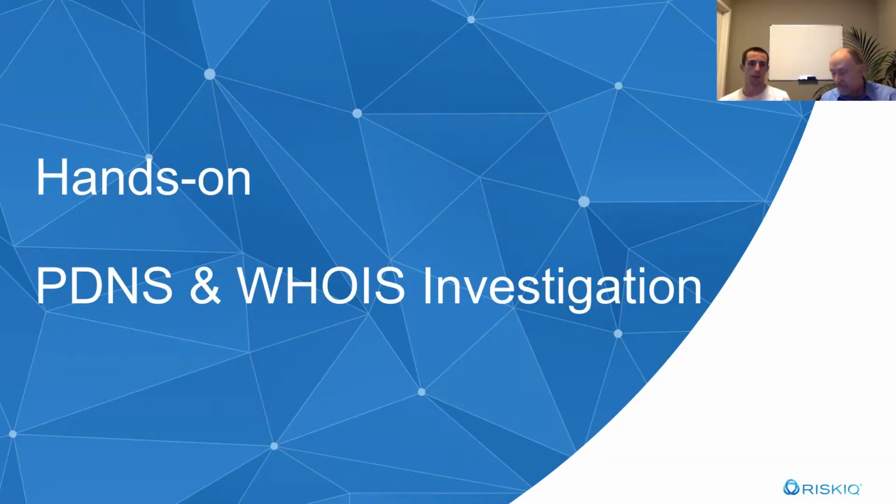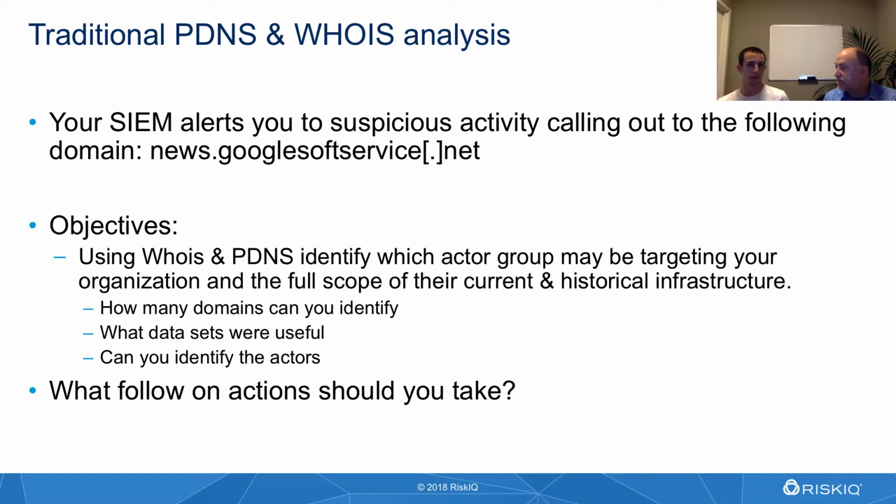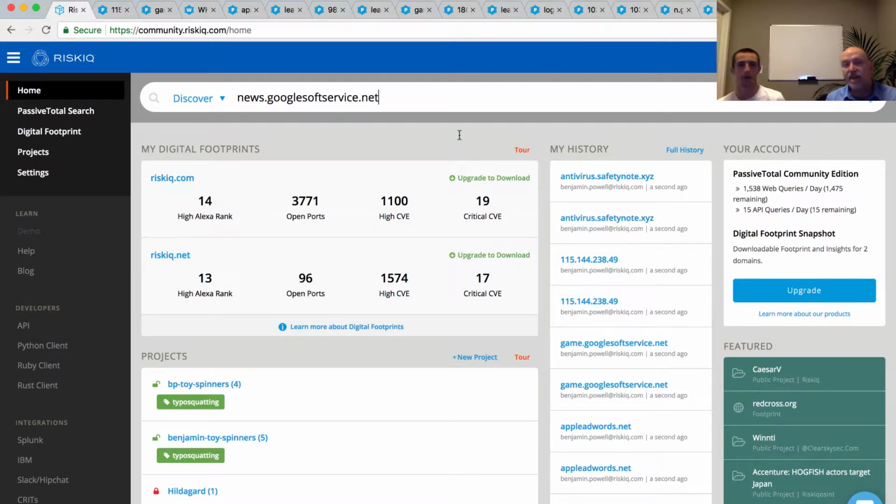Okay, so we just wrapped up the traditional data sets where we looked at passive DNS, WHOIS information, hashes, and a couple of other available resources to us. And really what I think is a great example here is news.googlesoftservice.net for really highlighting the value of those data sets. The traditional data sets, correct. Yeah. So just looking at those and isolating our investigation to just using something like passive DNS and WHOIS to really form all the connections that we can.